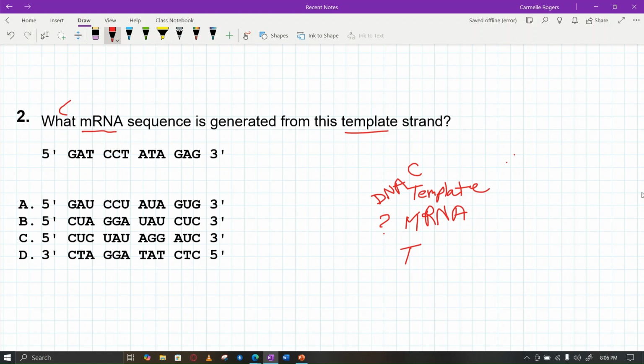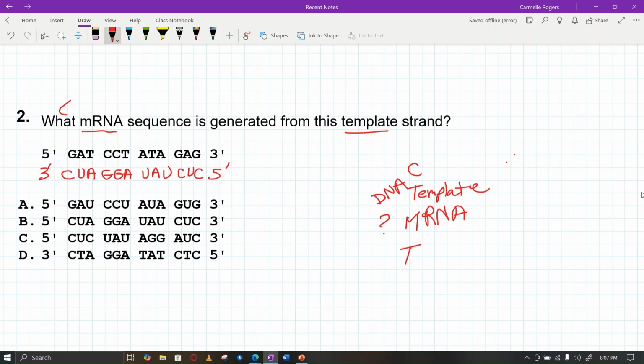So we can go ahead and do our pairing. On the left, we have 3 prime, then C. If the template has A, then the mRNA will have U. If the template has T, the mRNA has A. Then we have G, G, A, U, A, U, C, U, C, and 5 prime.